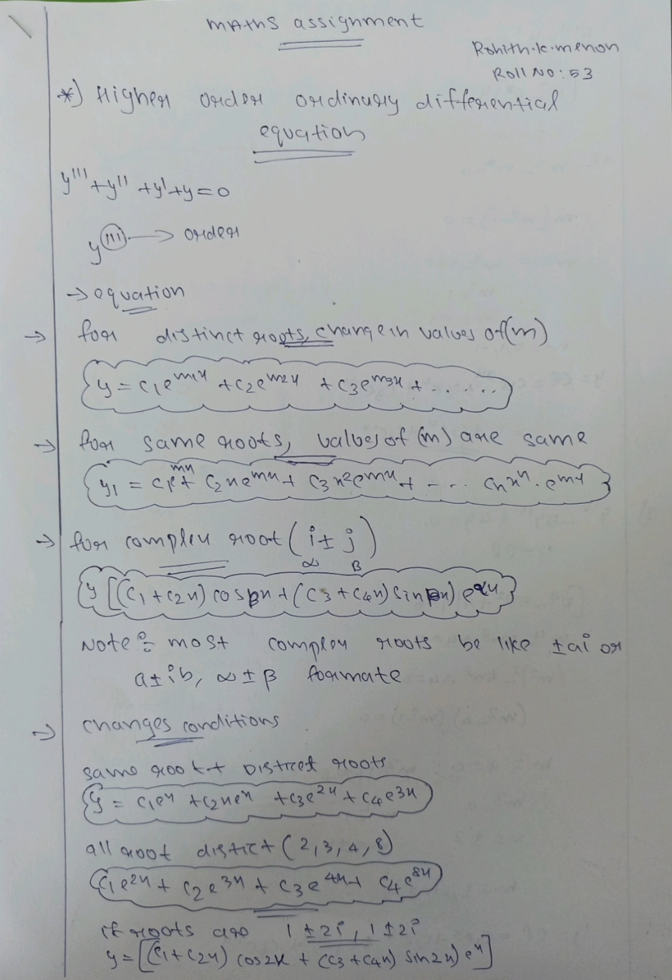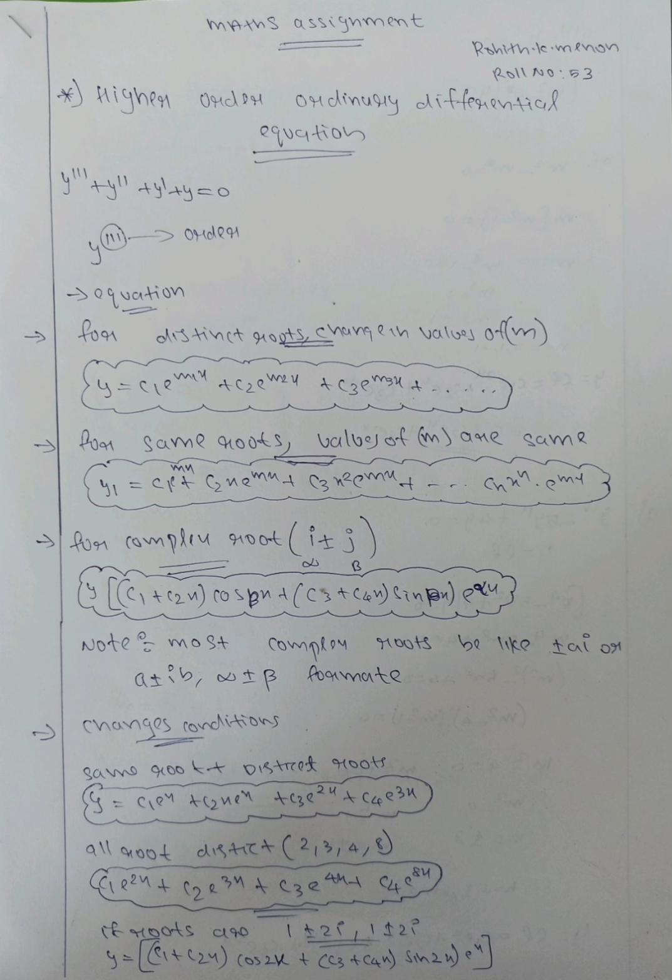And the equation for the complex roots will be y equals e raised to alpha x times, c1 plus c2x into cos beta x plus c3 plus c4x into sin beta x. Note, the complex roots will be of the form plus or minus ai, or plus or minus ib, or alpha plus or minus beta i format.